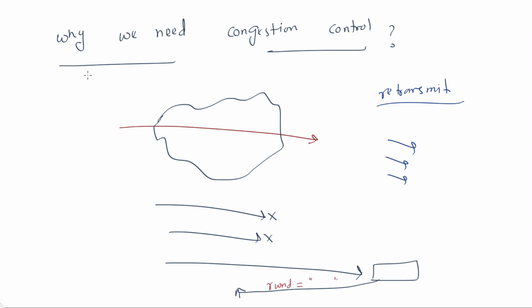So flow control is end to end. End to end means only up to the host, but congestion control takes care of the in-between routers, any in-between device in the network. So congestion control basically takes care of the in-between devices, and flow control only takes care of the end to end.